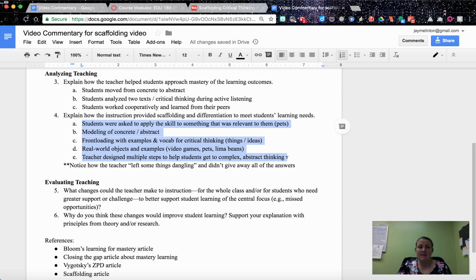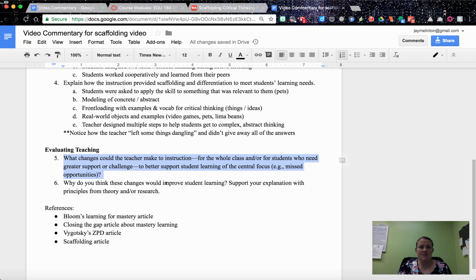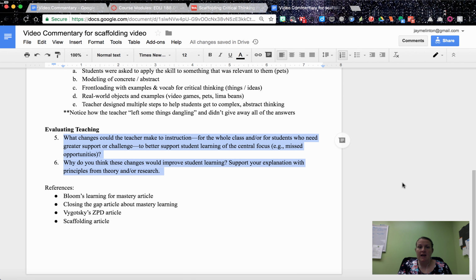Again, I would describe in detail what the students are doing, and then I would support those with citations for Vygotsky and citations for Tomlinson. And for these last two questions, you're asked to think about what changes the teacher could have made to better support student learning. So think about something the teacher could have done differently, and then you need to describe why.